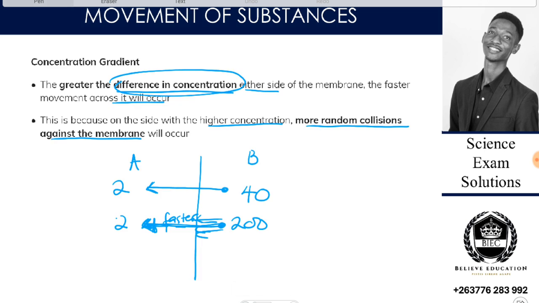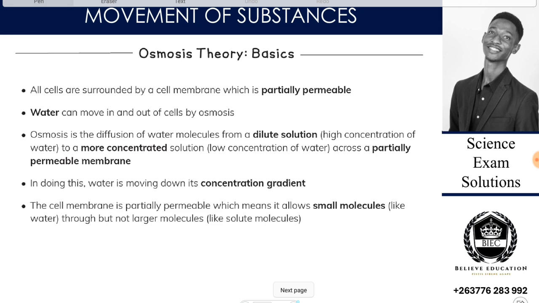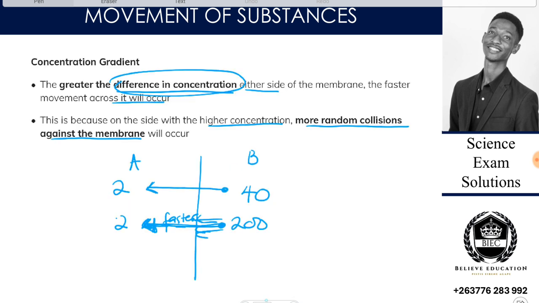So that was it on the diffusion of particles. Then the next thing that we'll look at is osmosis. Now osmosis is a type of diffusion, whereby we are mainly concentrating on the diffusion of water molecules. So that will be in the next lesson. For this lesson it was only about diffusion.